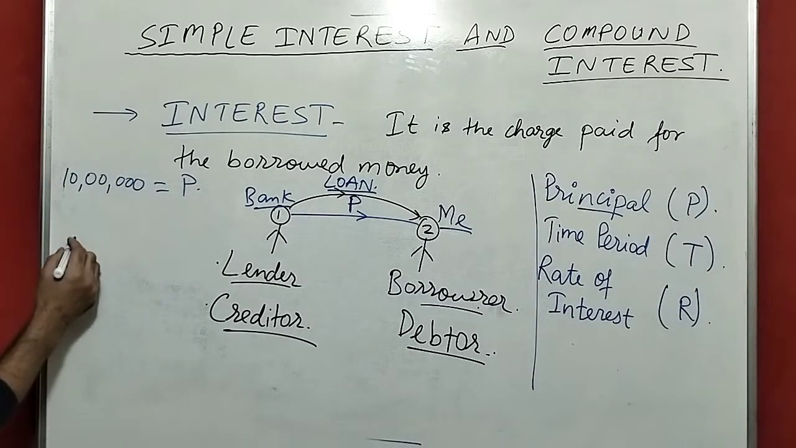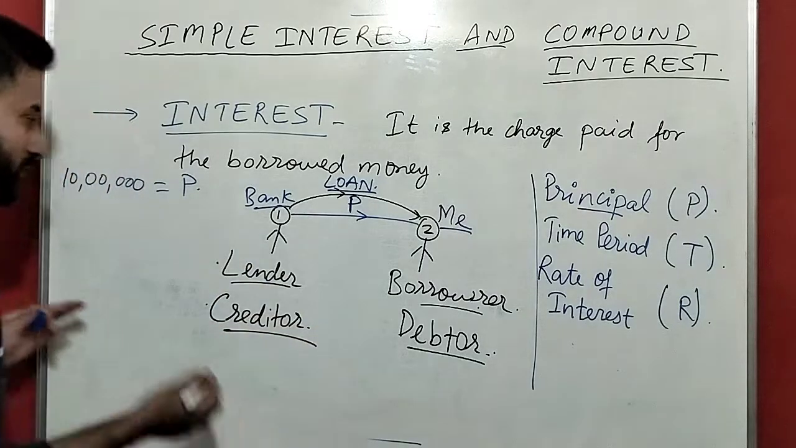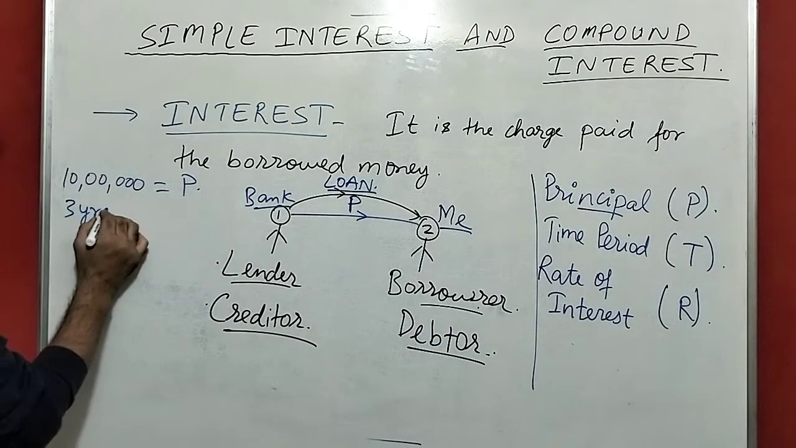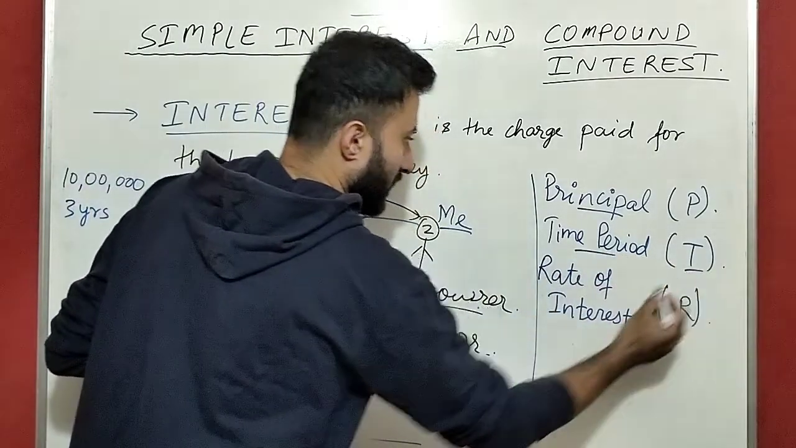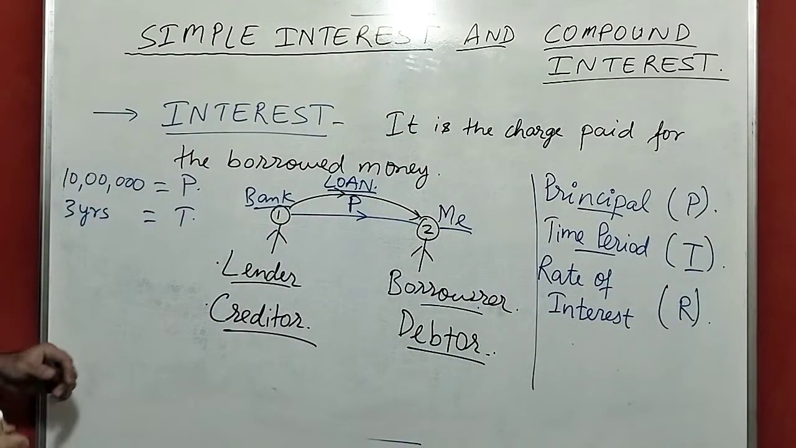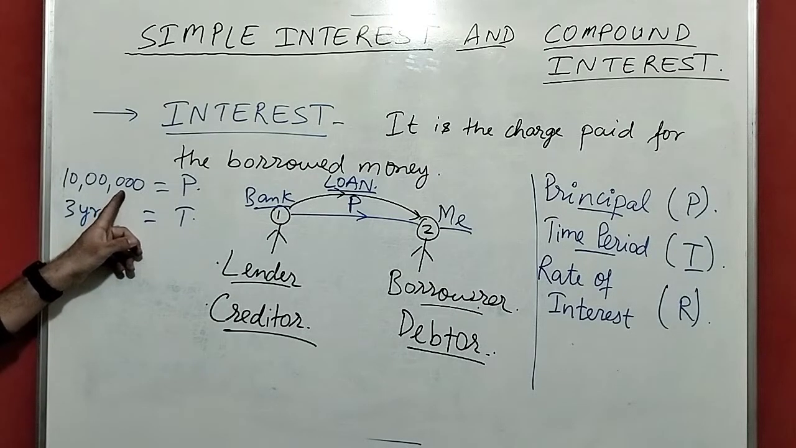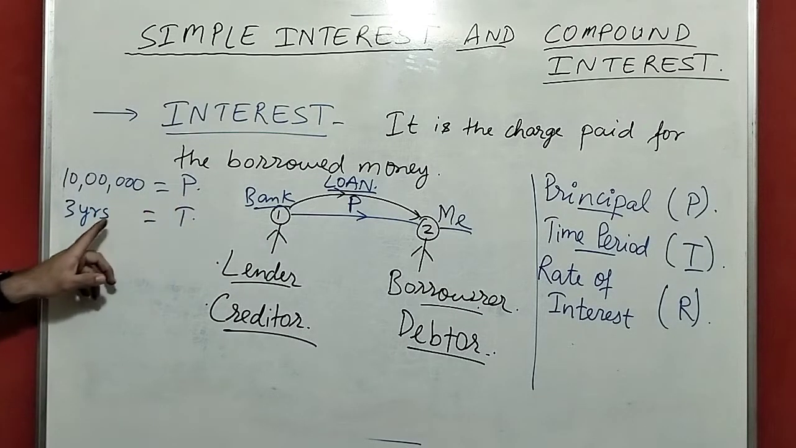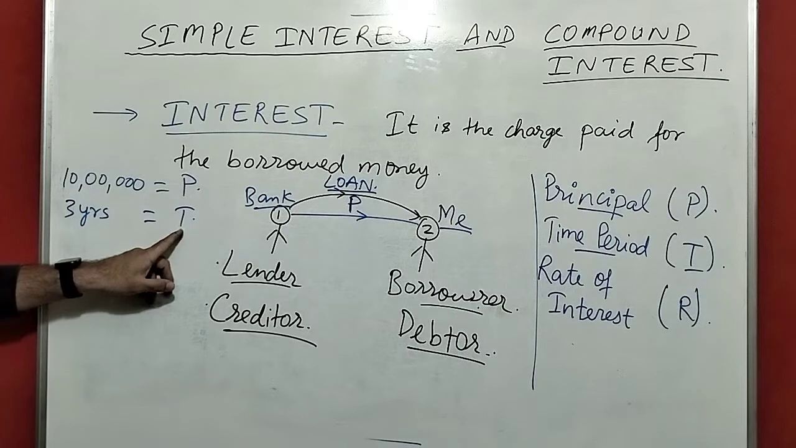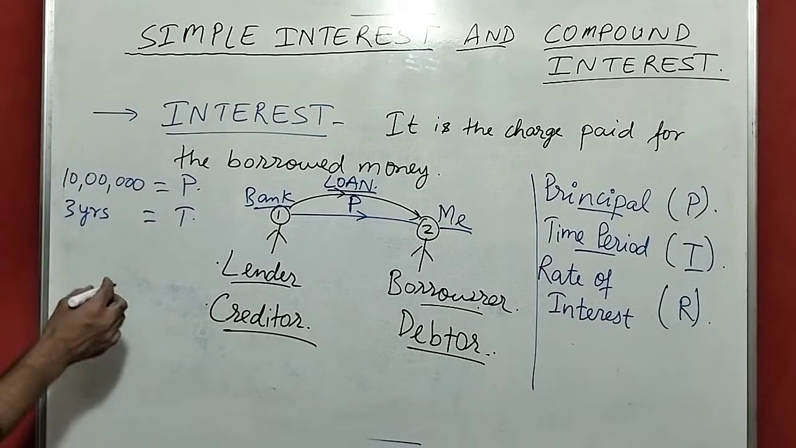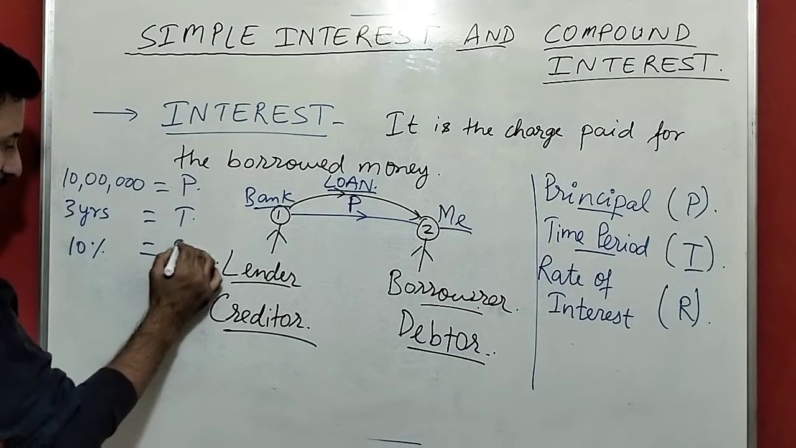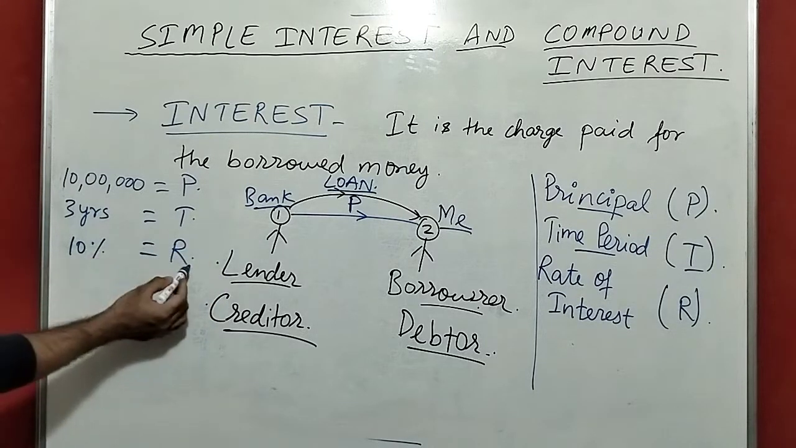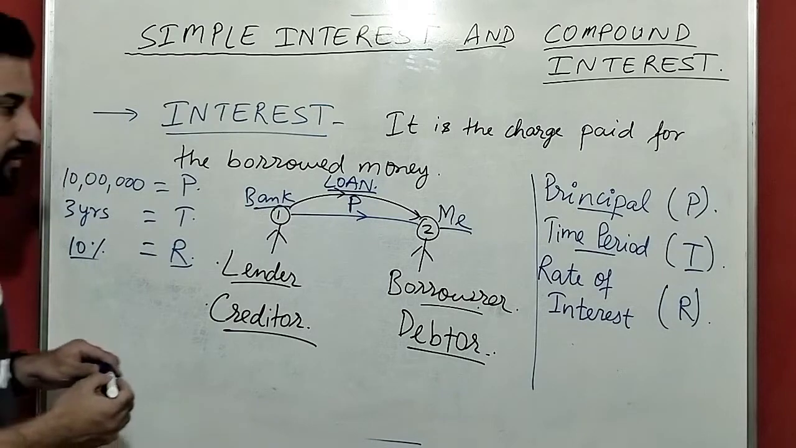And I tell the bank that I will return it after 3 years. That is the time period T. So the bank will say, okay, you have taken the 10 lakh rupees, the principal, from me, and you are going to return it after 3 years, so I will charge you a rate of interest of 10%. That is R. R is what? Rate of interest, 10%.